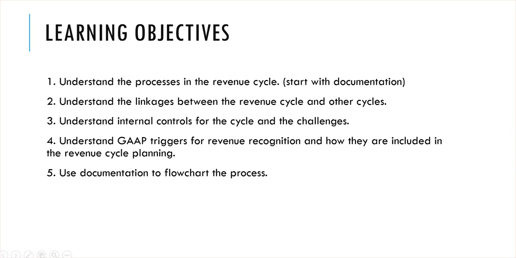So we need to understand the processes, the documents, and documentation. And documentation is on 18 and 19 because that's the flow chart. The flow chart again in basketball. And then there's links between this and other cycles because you are going to be taking merchandise out. You're going to be shipping the merchandise out. So there's going to be some linkages there. And then we're going to talk about internal controls for this cycle.